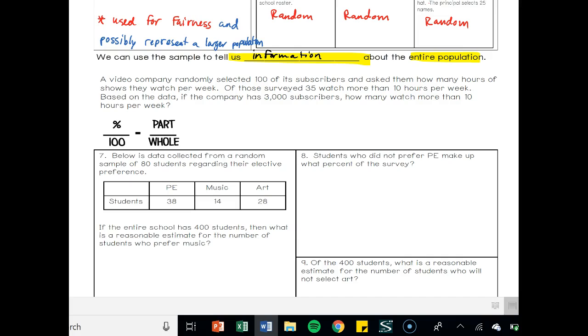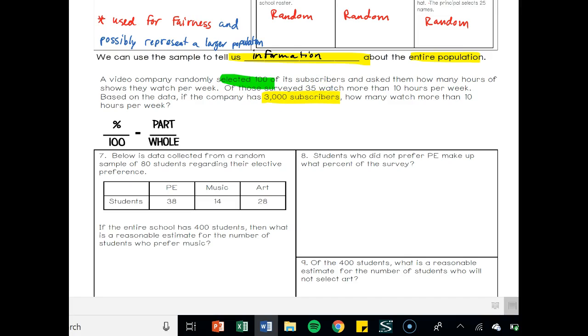So let's take a look at this video company. It says a video company randomly selected 100 of its subscribers and asked them how many hours of shows they watch per week. Of those surveyed, 35 watch more than 10 hours per week. So based on that data, if the company actually has 3,000 subscribers, how many would watch more than 10 hours a week? So it's taking this random sampling of 100 people and saying, okay, if I can understand that 35 out of 100 watch more than 10 hours of TV, how do I figure out how many out of 3,000 would do that?